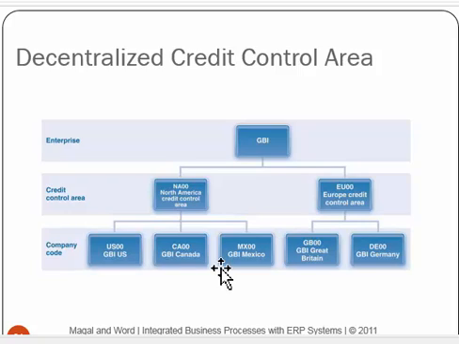Now, if you look, US, Canada, and Mexico, they are very close to each other. Again, they may have the same policies. That's why I don't need to duplicate. I'm going to treat the customers the same way in all 3 countries. Again, Germany and Britain are very similar, so I'm going to create one credit control area for them.